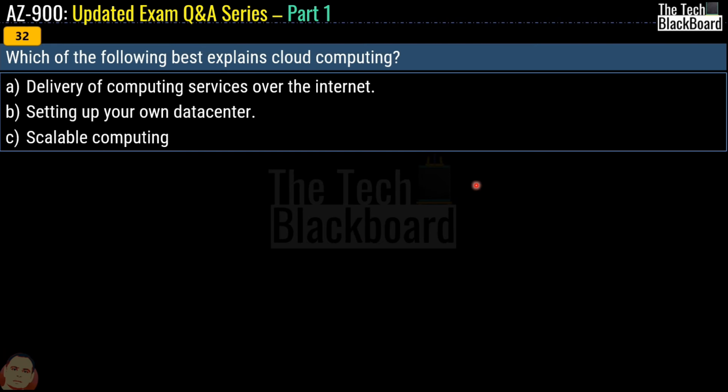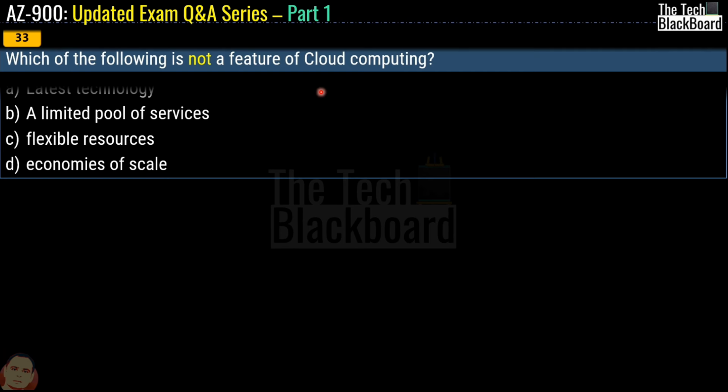Moving on with question number 32, which of the following is the best example of cloud computing? Your options are delivery of computing resources over the internet, or setting up your own data center, or the last one is scalable computing. The correct answer for this question is option A, delivery of computing services over the internet. Now let's jump to question number 33.